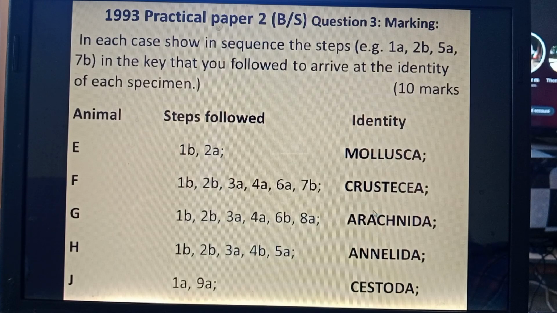So, in each case, you are showing the sequence of the steps which were followed to arrive at the identity of the organisms. And for animal E, you had 1B, 2A, a tick, you get Mollusca. F, 1B, 2B, 3A, 4A, 6A, 7B, Crustacea. You get 2 ticks there. 1B, 2B, 3A, 4A, 6B, 8A, Arachnida. 1B, 2B, 3A, 4B, 5A, Annelida. And J was 1A, 9A, a tick, Chordata.